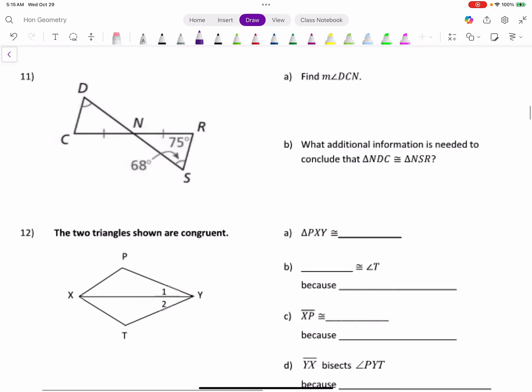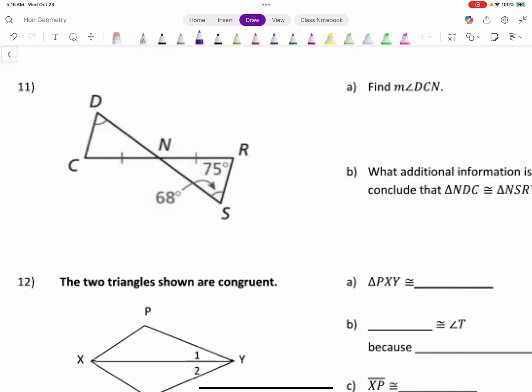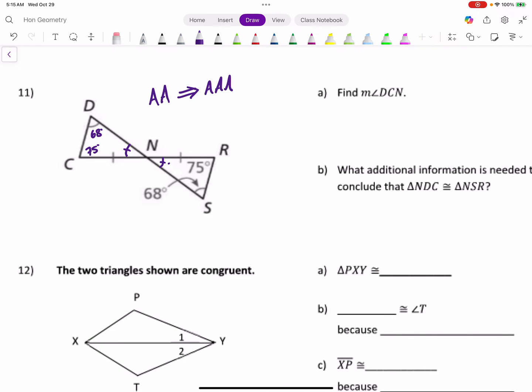All right. Let's see what we got in here. Question number 11. Let's mark things up. I know that this angle has to be congruent to this angle because they're both vertical angles. That's 68 degrees, this is 68 degrees. So two angles in a triangle being congruent imply that all three are. So I know this has to be 75 degrees. It says find the measure of angle DC. Oh, I just found that. 75 degrees.